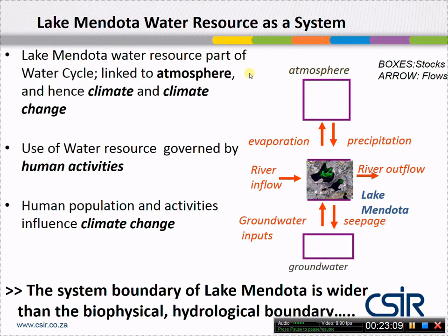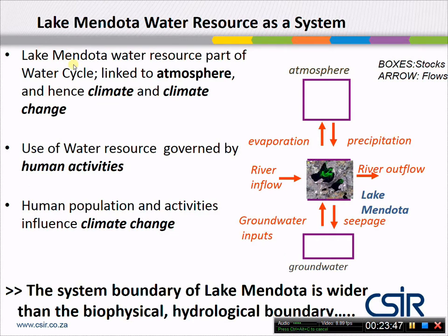So if we consider a basic water resource, such as Lake Mendota, considered in my earlier presentation, we realize that this lake resource obviously has an inflow and an outflow of water. It also, of course, interacts with the atmosphere and with the groundwater in terms of evaporation, precipitation, groundwater inputs, and seepage. So the boundaries of the system would clearly be classified in a hydrological sense as the river basin or the hydrological boundary.